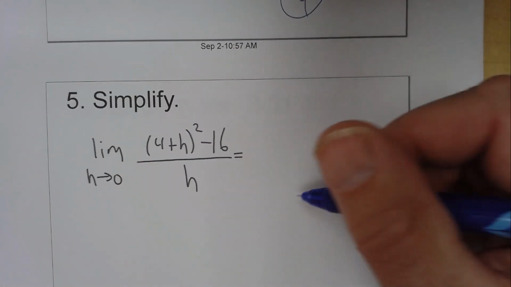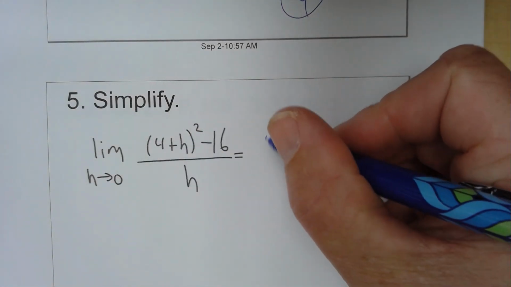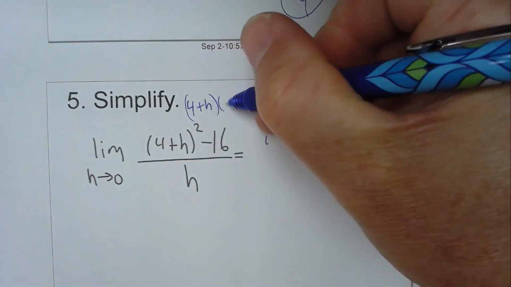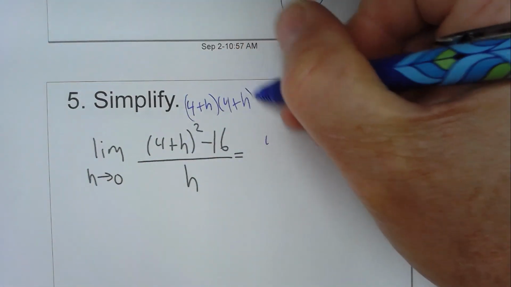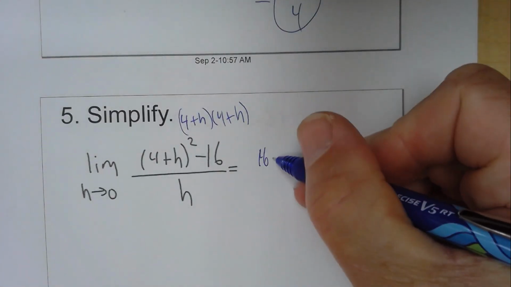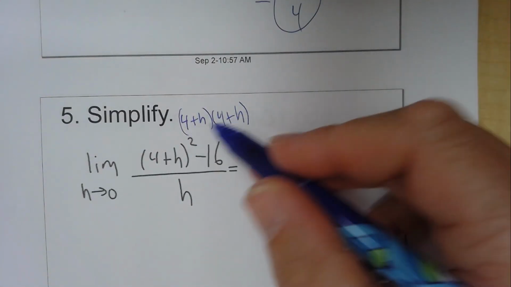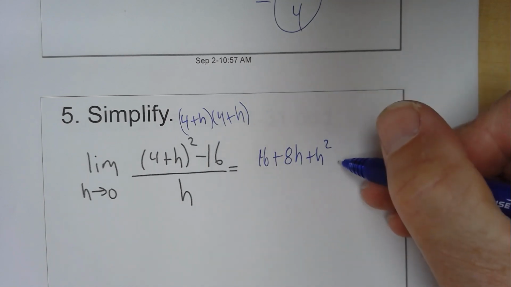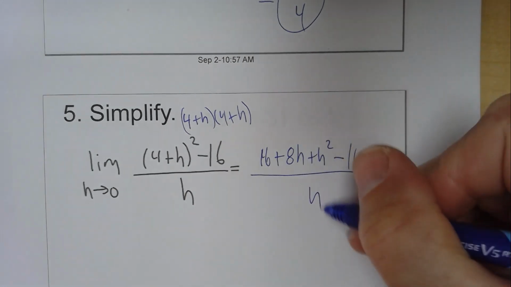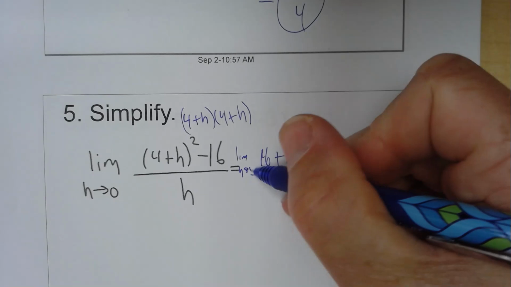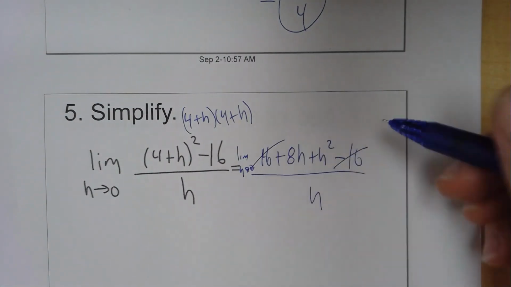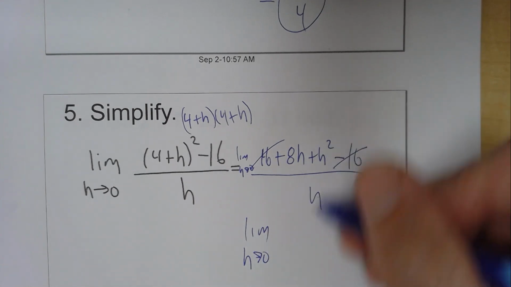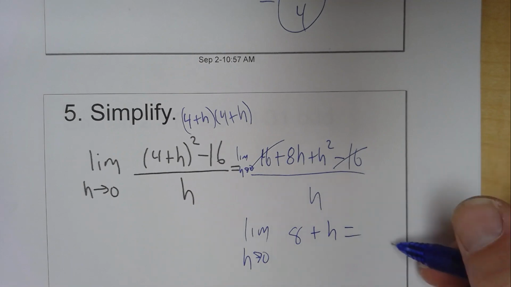All right, simplifying. So we're going to square this out. Well, when you square a binomial, you have to write it down twice, right? So it's 4 plus h, 4 plus h. So we get 16 plus 4h and 4h makes 8h, plus h squared, minus 16, over h. And it's the limit as h goes to 0. Now see, the 16s go away, and then the h divides out. So we get the limit as h goes to 0 of 8 plus h. So the answer is 8.